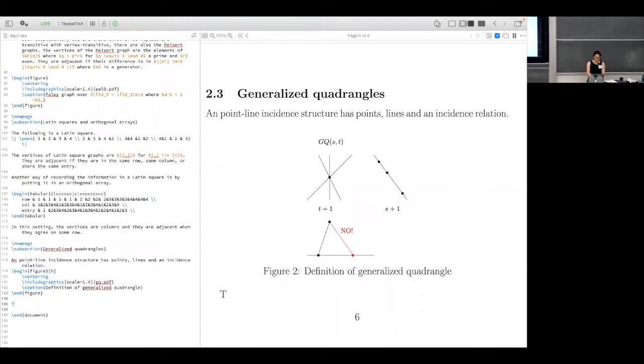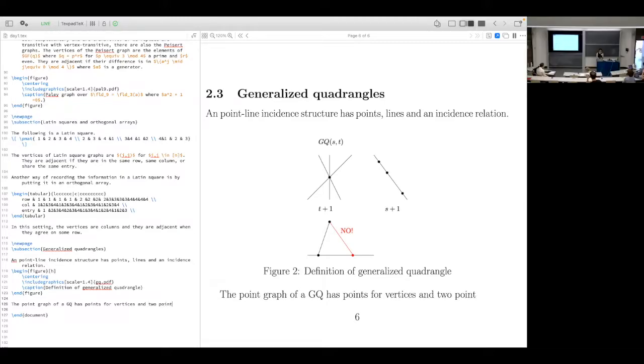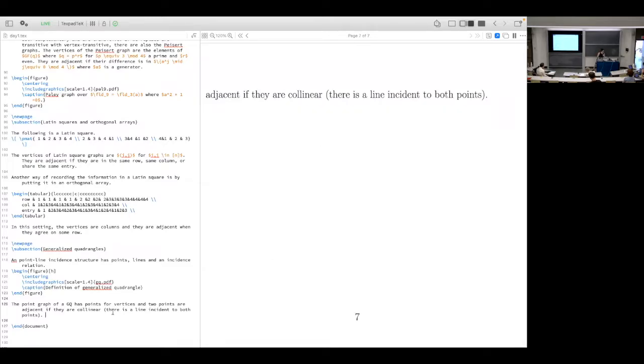So the point graph of a generalized quadrangle, a GQ, has the points as vertices. Two points are adjacent if there exists a line that they're both incident to, or as we say in geometry, if they're collinear. Simple enough.